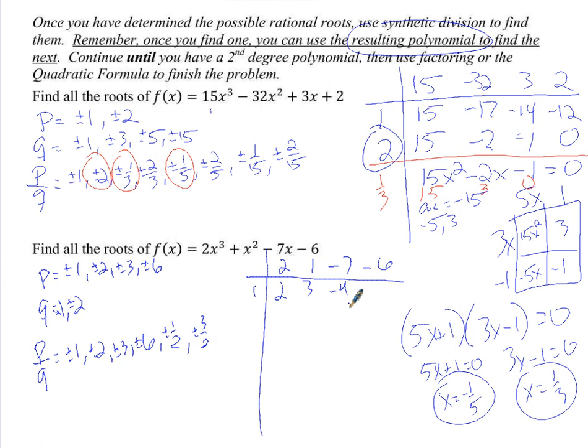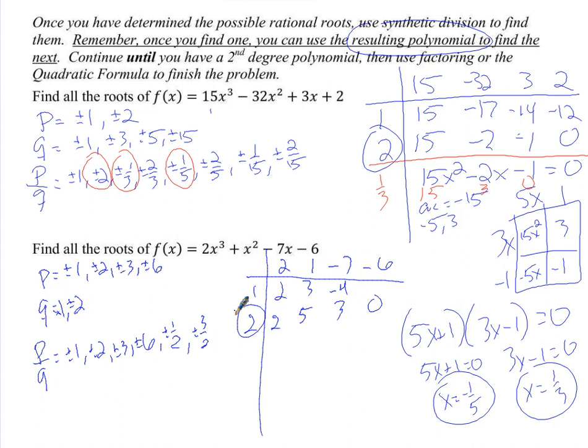If it doesn't work, if you can see that it's not going to work, then I wouldn't waste your time writing it down. You want to try 2? Okay. So we'll try 2. The 2 comes down. 2 times 2 is 4, plus 1 is 5. 5 times 2 is 10, plus negative 7 is 3. 3 times 2 is 6, plus negative 6 is 0. There, I got a remainder of 0, which means that 2 is a root.